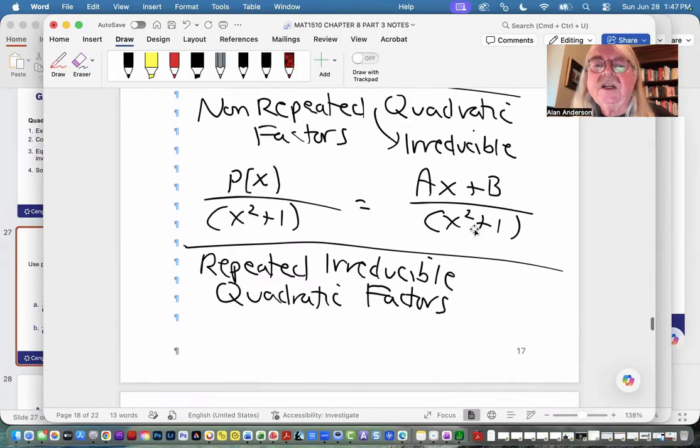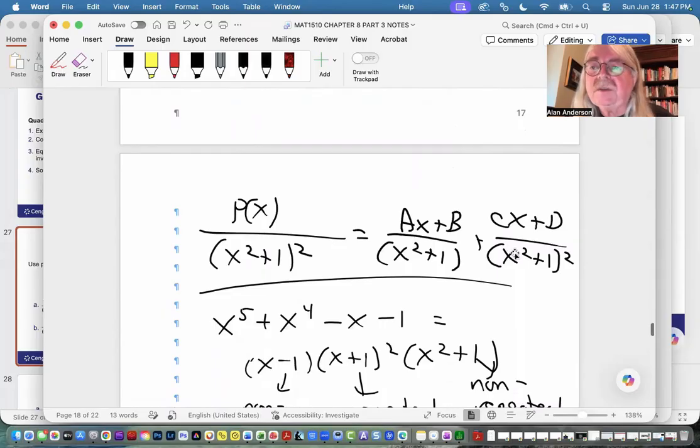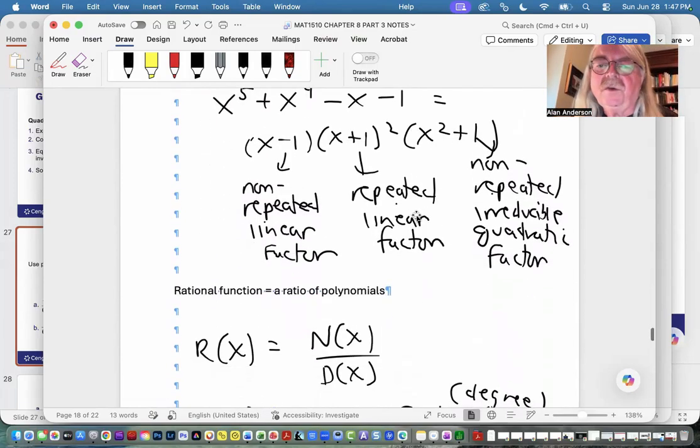When we have the quadratic ones that are irreducible, we need the numerator to change to ax plus b. And if this one is repeated, then we need two terms just like before, one with an exponent of 1 and one with 2, but the numerators have to be cx plus d. It'll be ax plus b, whatever. So those are your four basic cases.